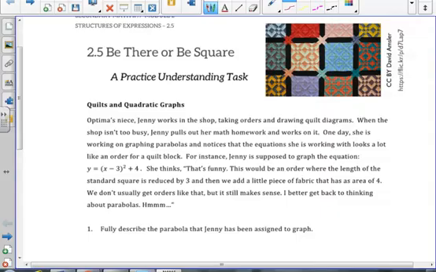In this lesson, we are told that Optima's niece Jenny works in the quilt shop, and when the shop isn't too busy, she takes out her math homework and works on it. One day, Jenny was working on graphing parabolas. The equation provided to her was y equals the quantity x minus 3 squared plus 4. She realized that this equation looked very similar to the quilt orders, but that the side length of a standard square was reduced by 3, and she had to add a little piece of fabric that had an area of 4.